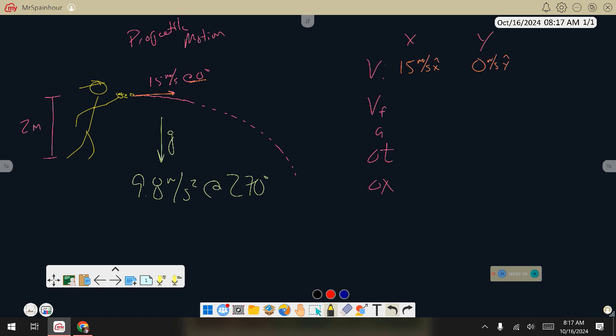How much of this is in the x? None of it. 0 meters per second squared x hat. And how much of it's in the y? All of it, and it's going down. So I'm going to say that's negative g.